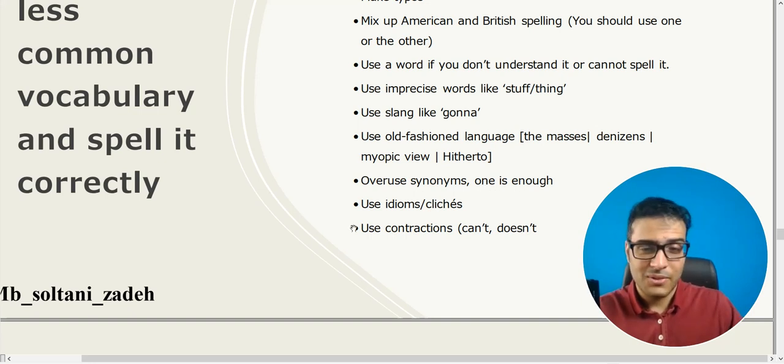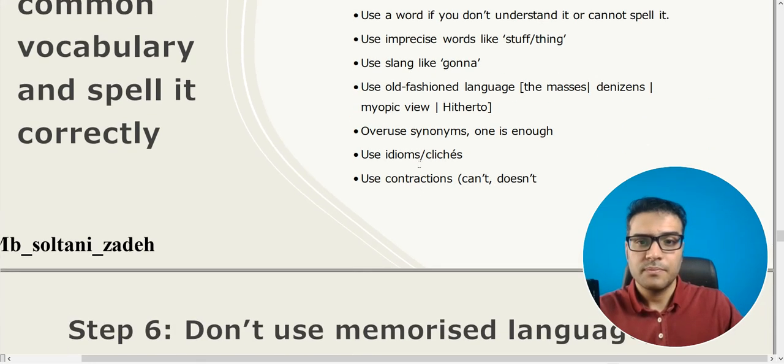One is enough. So these materials have been taken from the IDP website, so we can rely on them. So don't overuse synonyms, and don't use idioms and cliches. Don't use contractions. Use the full form. Not can't, cannot; not doesn't, does not; not don't, do not.